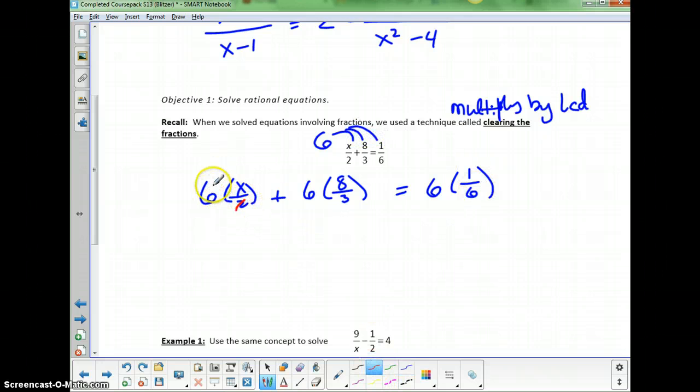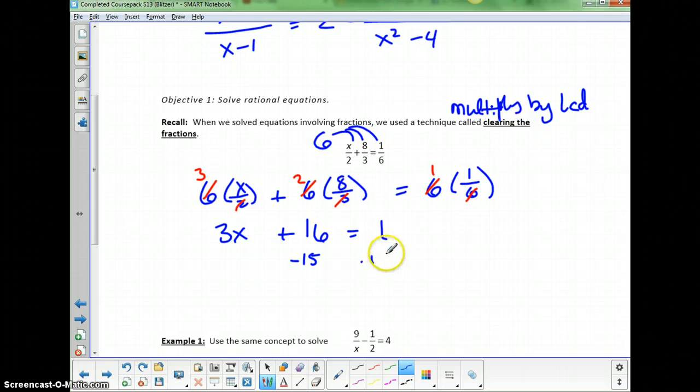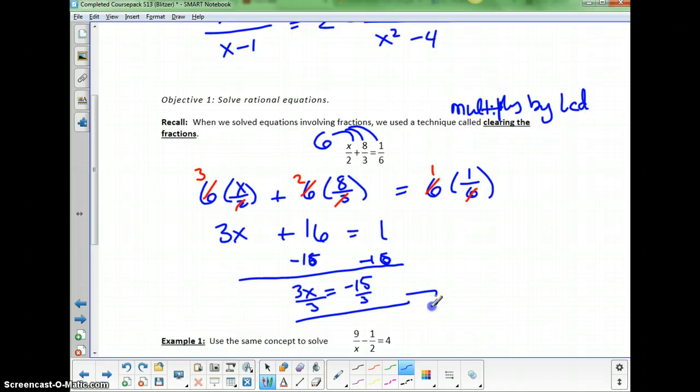Now, 2 goes into 6 3 times, 3 goes into 6 2 times, and 6 goes into 6 1 time. So the result is 3x plus 2 times 8 is 16 equals 1 times 1 is 1. Now I continue to solve it like a regular equation, subtracting 16 from both sides. I'm sorry, I said 15. I was already thinking ahead. Subtracting 16 from both sides to get 3x equals negative 15, and then dividing by 3. So in this one, the answer is negative 5.